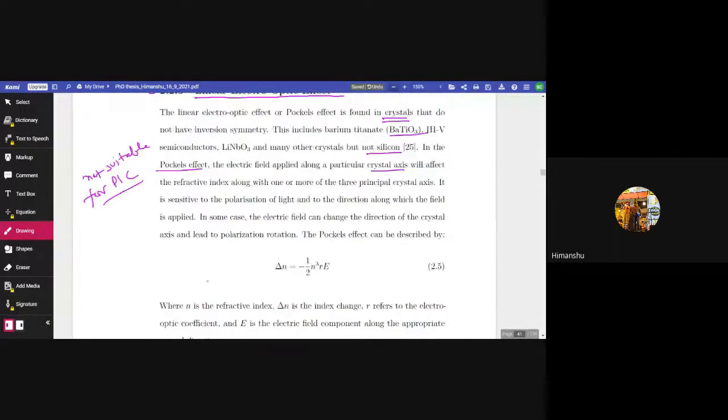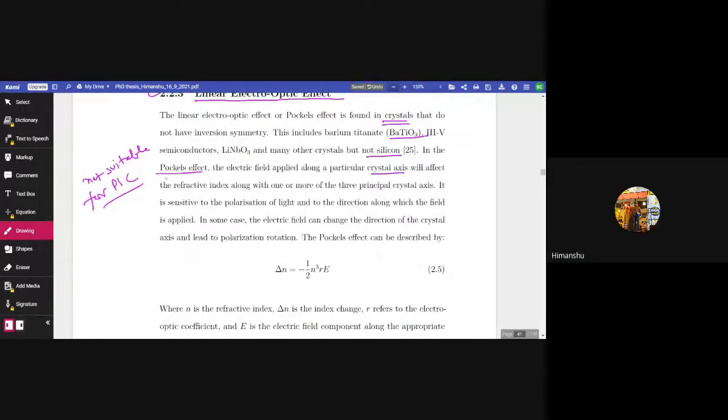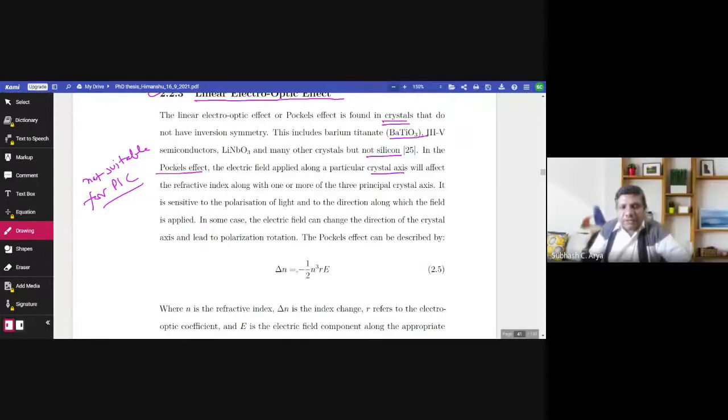Now coming to this, this is the Pockels effect, which is used in crystal type of material, and this crystal material is not compatible with CMOS technology. That is why the modulators developed on lithium niobate are very efficient. Although a 50 Gbps data rate can be achieved, the only issue is that it cannot be integrated. Only discrete circuits or devices can be made.